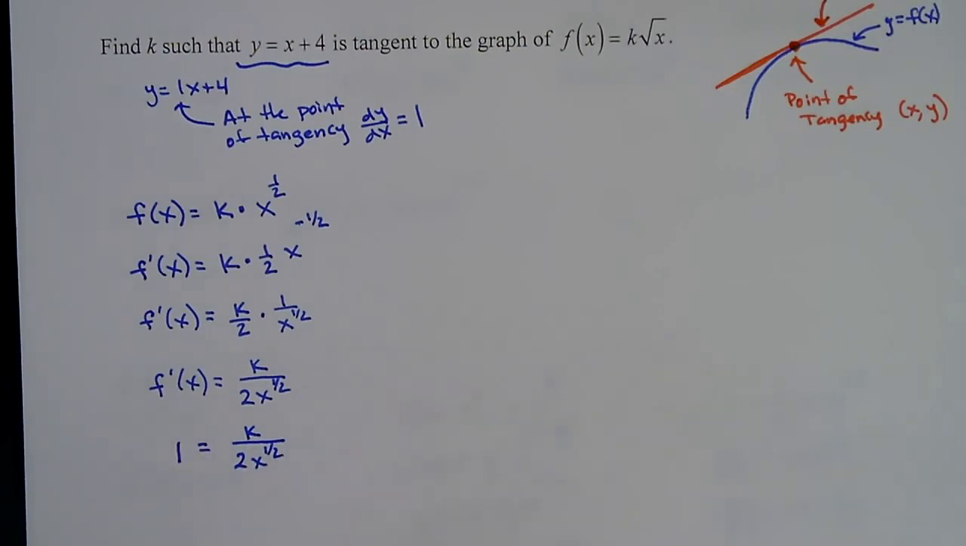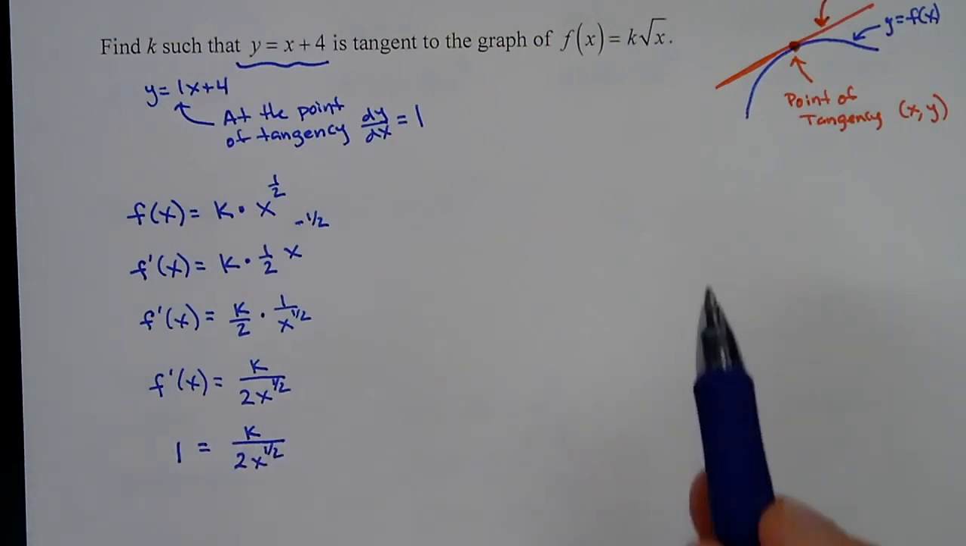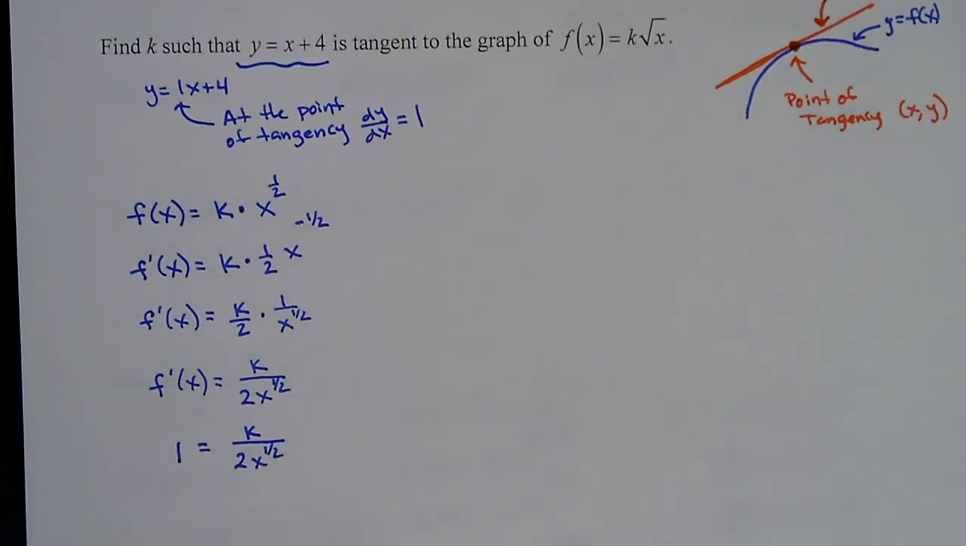Okay, so here's the problem. We have 2 unknowns. We don't know the x, and we don't know the k. All right. So what we're going to do is solve this for k and then plug that into this equation, or into the function. So what this means is 2x to the 1/2 power must be the same as k.